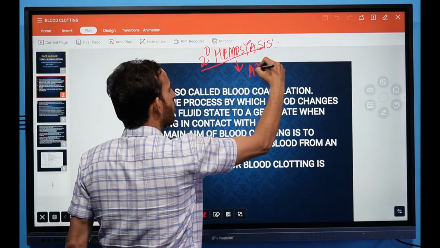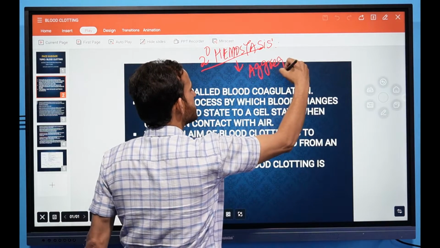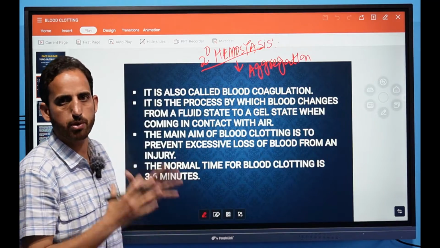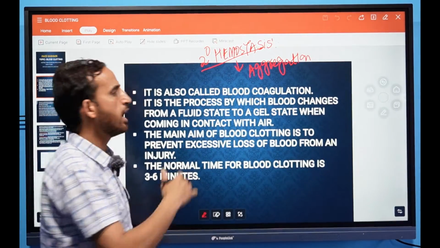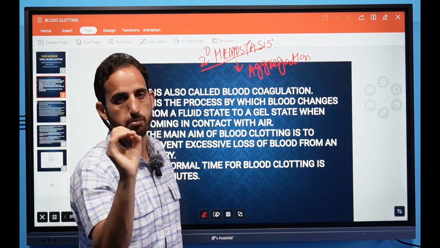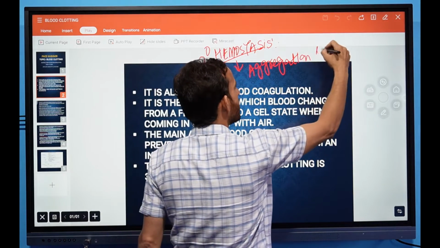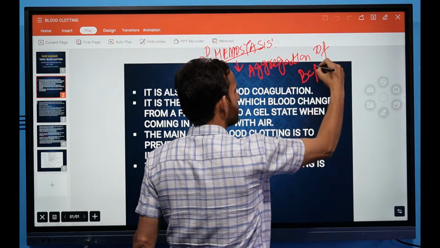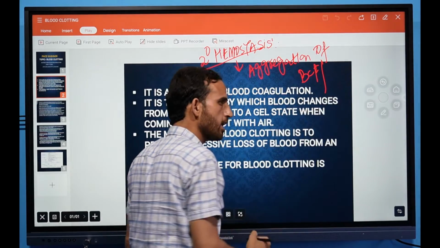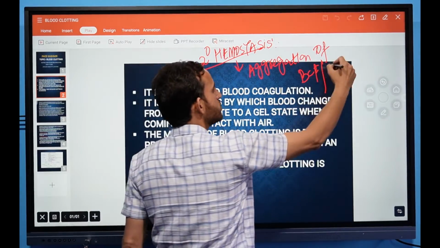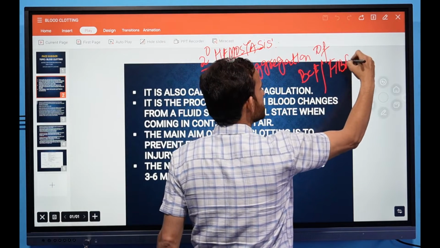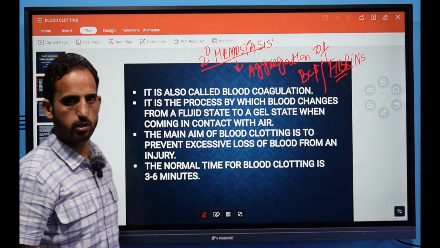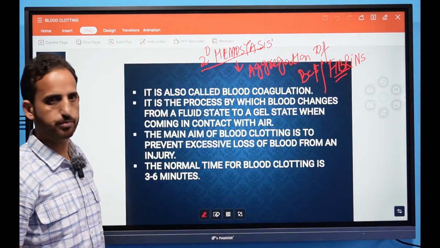Aggregation means assembly. The assembly of special types of proteins occurs, and those proteins are actually called the blood clotting factors. So I write down here: aggregation of what we call the blood clotting factors occurs, or I can say formation of fibrin strands takes place. This actually happens during secondary hemostasis.